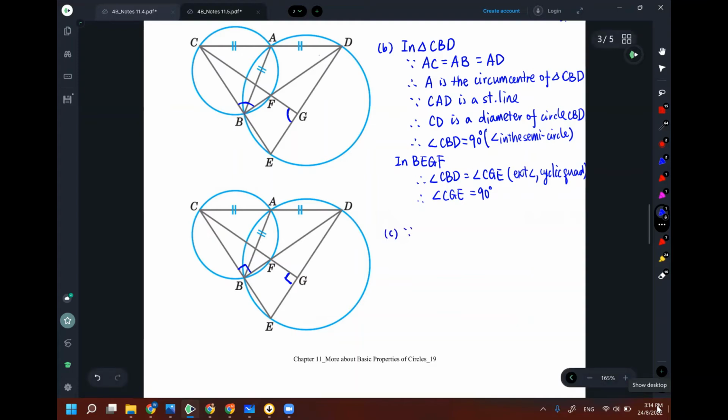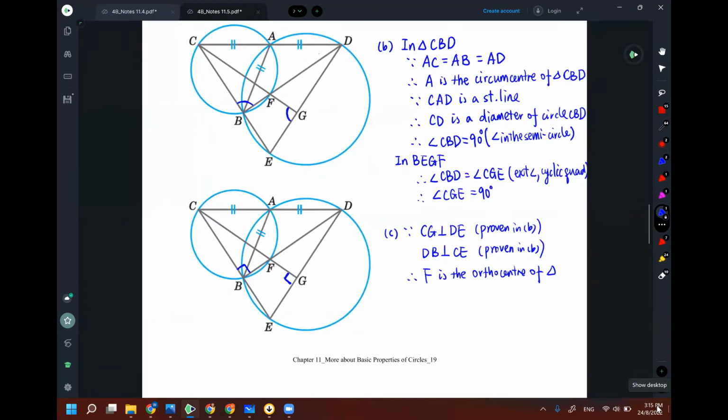Because CG is perpendicular to DE, proven in B. Also at the same time, DB is perpendicular to CE, also proven in B. So I have two perpendiculars. Now, technically there are three perpendiculars, but two will make the intersection. So we can draw the conclusion. Therefore, F is the orthocenter of triangle CDE.